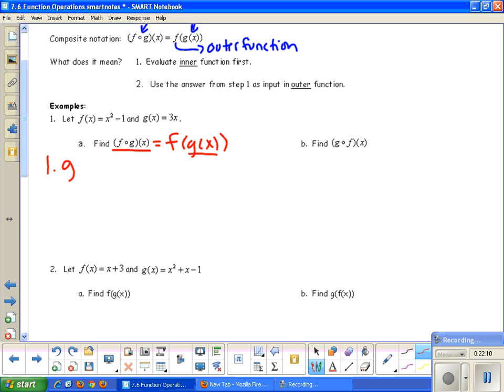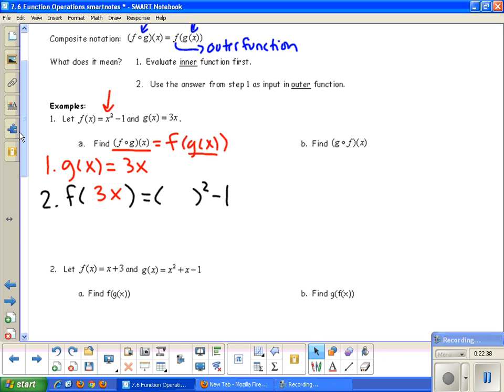So my inner function is g of x, which in this case is 3x. I'm then, for the second part, evaluating f of g of x. So in this case, instead of x, we said g of x was equal to 3x. And my f function, notice I have one x here. So in that case, I have something squared minus 1. Well, if it was f of 2, I would do 2 squared minus 1. You agree? So if I had f of 2, it would be 2 squared minus 1.